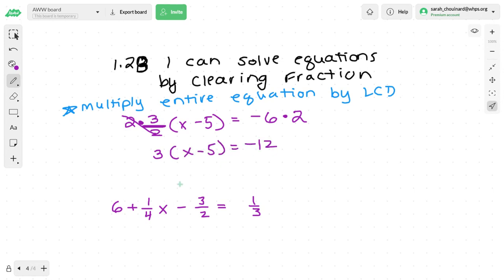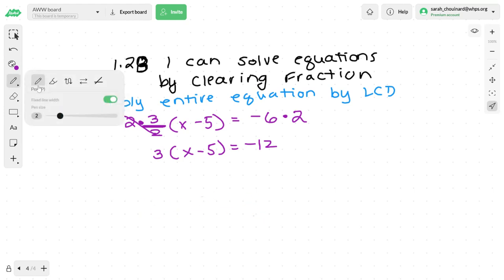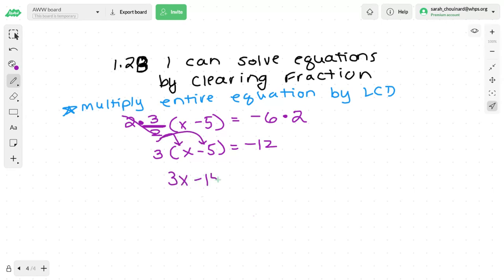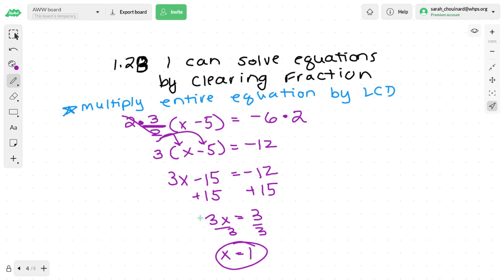negative 12. Let me erase this equation just so I have a little bit more space to finish my problem. Now I'm going to distribute. I get 3x minus 15 equals negative 12. I don't have to combine any like terms. I don't have to get the variable to one side. So now I'm just trying to isolate x, get x by itself. And so for this problem, I get x equals 1. So my final answer for this problem is x equals 1.